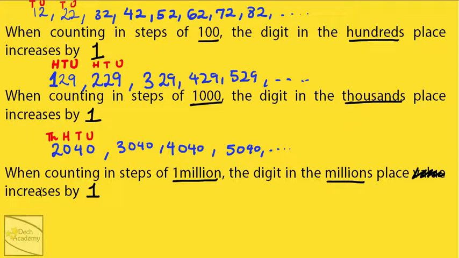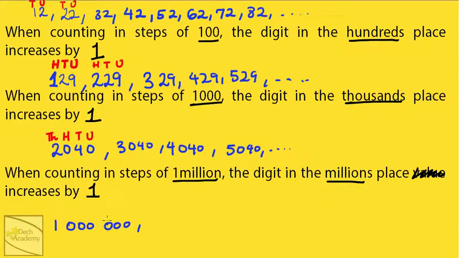Finally, let's look at the observation associated with counting in steps of 1 million. When counting in steps of 1 million, the digit in the millions place increases by 1. So if we start with 1 million, to get the next number, you add a million. A million plus a million is 2 million, and you continue in that fashion. A simpler way to count in multiples of a million is simply to increase the digit in the millions place by 1.